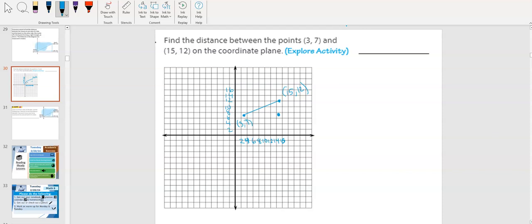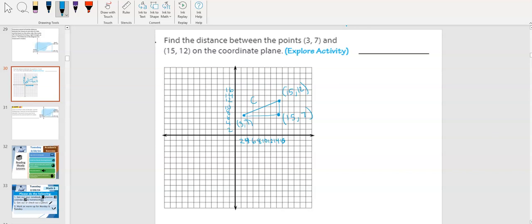And we need to find the distance. I need to know what this is right here. Then if you notice, I plotted a third point that makes a right angle, which means it's directly below the 15, 12, and directly to the right of the 3, 7. That means that my y coordinate is 7 and my x coordinate is 15. So this point is 15, 7.